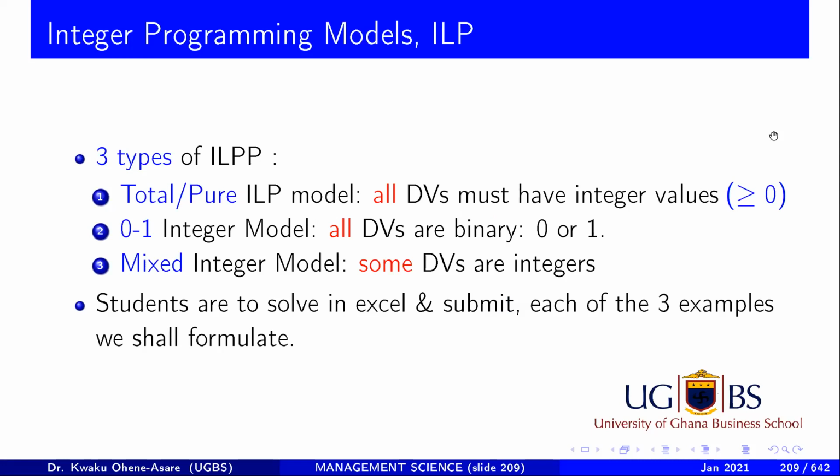So there are three types of integer programs. The first one is total. The next one is binary. The total, or pure, is where all the variables are integers. They are not just non-negative, they are integers. Then we have a situation where the variables are 0 or 1. And then we have a situation where you have a mix: some of them are whole numbers, and some of them are also decimals. So that's the mixed one.